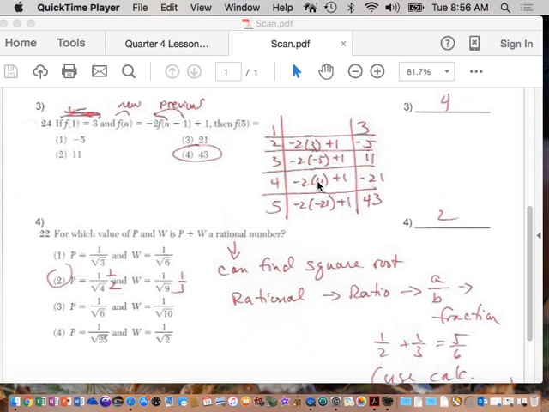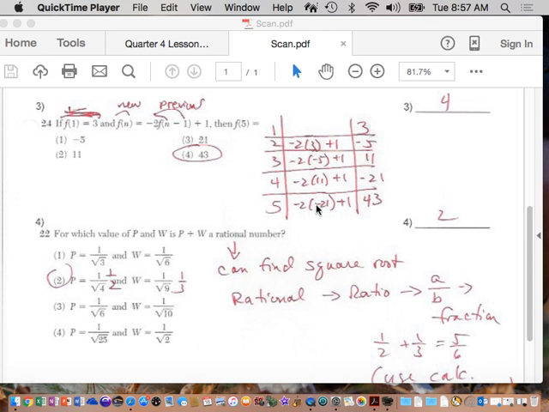Then I got to do it again to get the 4th term. Negative 2 times 11 is negative 22 plus 1 is negative 21. Then I plug that in to get the 5th term because this is the 4th term. The 4th term is not 4. The 4th term is negative 21. I should have even written this out. This is your sequence: 3, negative 5, 11, negative 21.